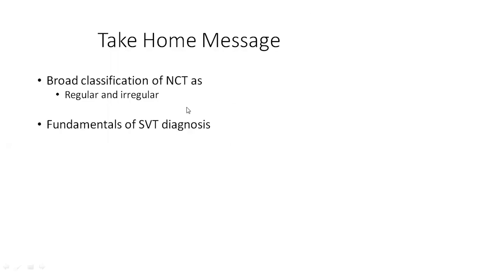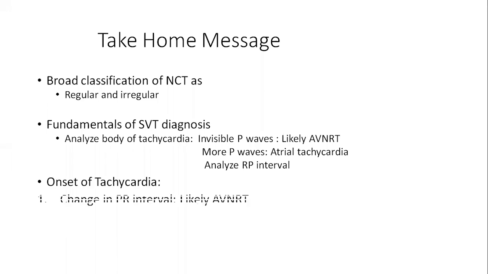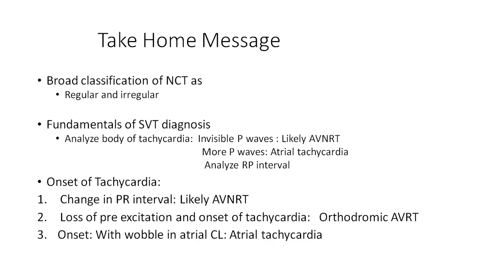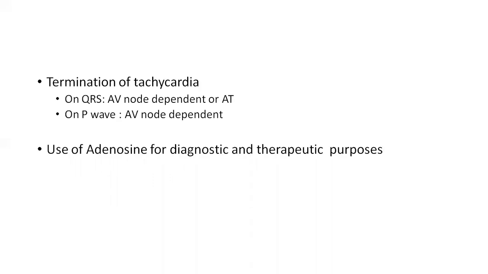Fundamentals of SVT diagnosis: you have to analyze the body, look for P waves, presence of a number of P waves, look for hidden P waves inside the QRS, analyze the RP interval, look for the onset, how it is happening, whether the PR changes or not, whether the QRS morphology changes or not, whether there is a wobble or not. All of this helps you. Spontaneous termination helps you if it terminates on a P wave. Use adenosine diagnostically and therapeutically to differentiate between node-dependent tachycardia or atrial tachycardia.